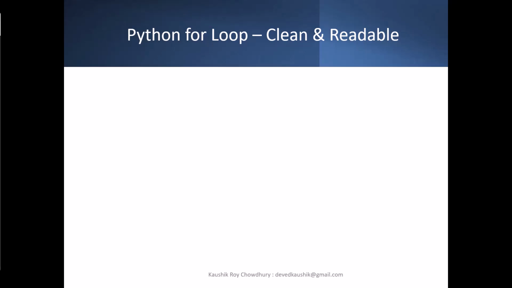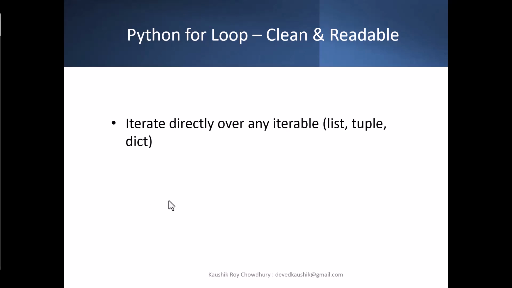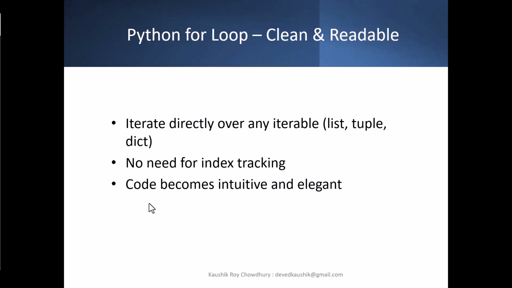Now, the Python for loop: iterating with elegance. A for loop is designed to iterate directly over the items of any iterable object. This could be a list, a tuple, a string, or even a dictionary. This design is a key distinction from C#, where you often have to manage an index variable manually. So no need for index tracking. Python's approach gives you direct access to each item, which results in cleaner and more intuitive code.